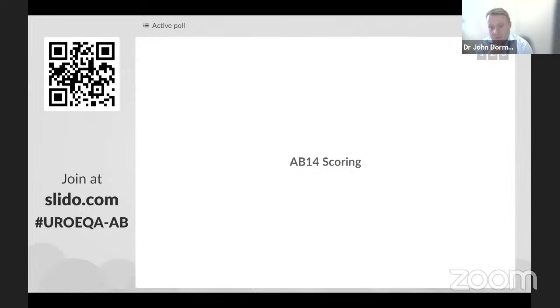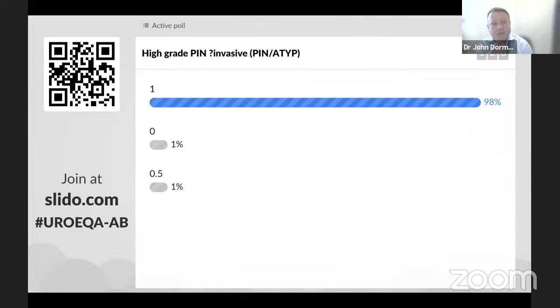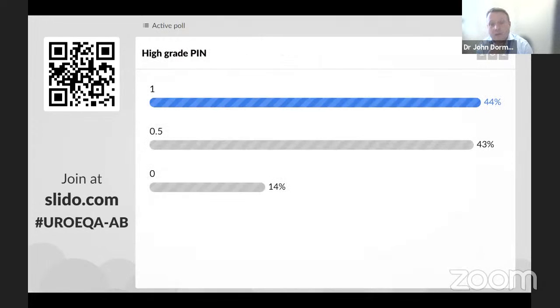Oh, it's jumped over 100. Okay, so high-grade PIN equivalent, so PIN atyp gets 1 point. Oh, high-grade PIN. Oh, it's literally neck and neck. Do we go middle ground, guys? Well, I think you've got to go middle ground, just 0.5, because it wins by a hair. Okay. Quickly, move on before we change our mind.